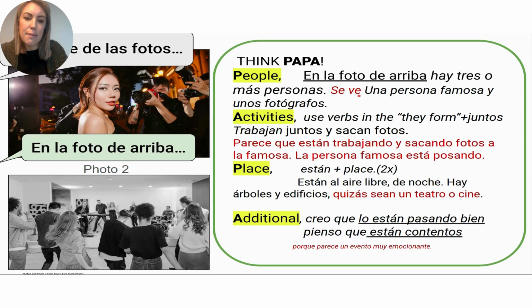Higher, you could say se ve, one can see. Se ve una persona famosa y unos fotógrafos. Not only can we say se ve, saying one can see, and then whatever it is that you can see. Activities they're doing.